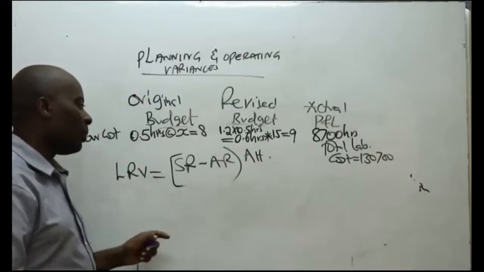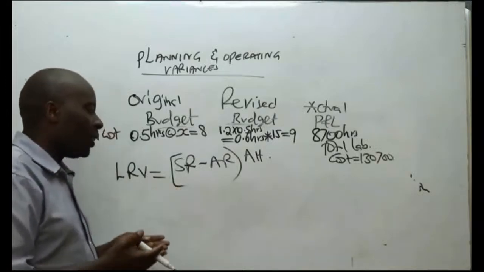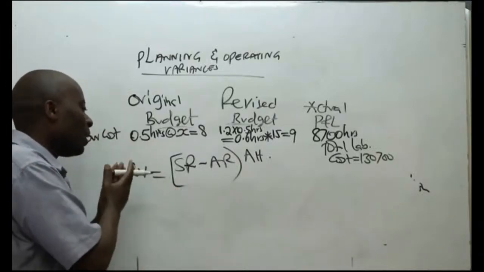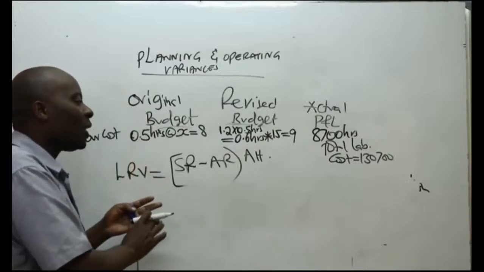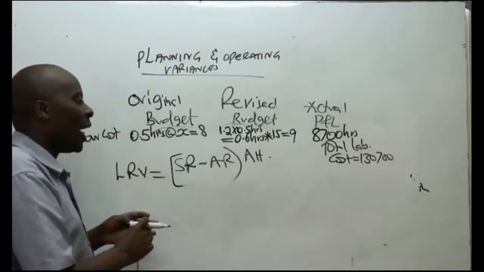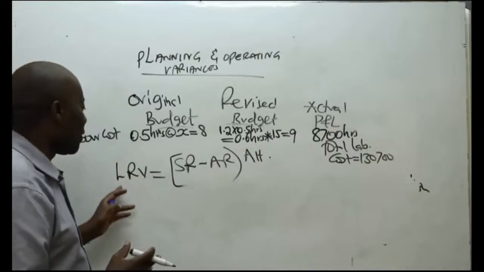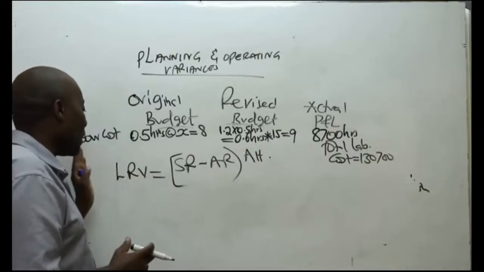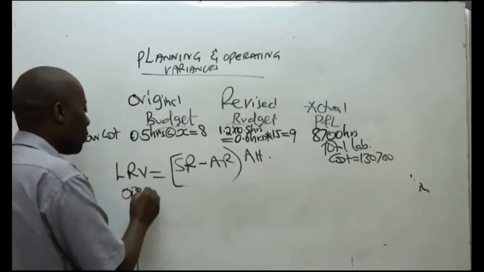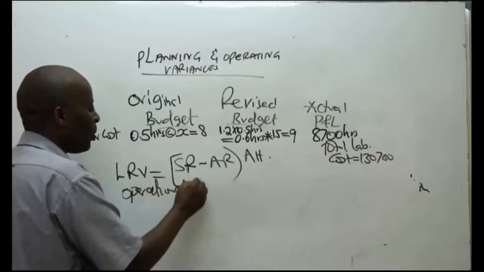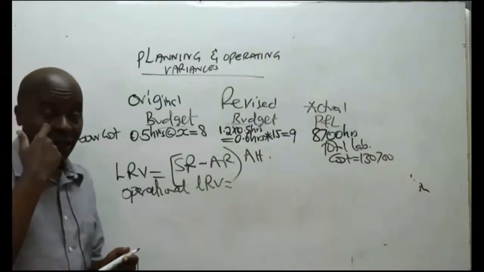So ladies and gentlemen, this is not our normal variances. They want us to split this labor variance into labor planning variance and the labor rate variance, which is operational. Whenever I'm given a chance of computing between labor planning and the labor operational, I normally start with the operational labor rate variance.